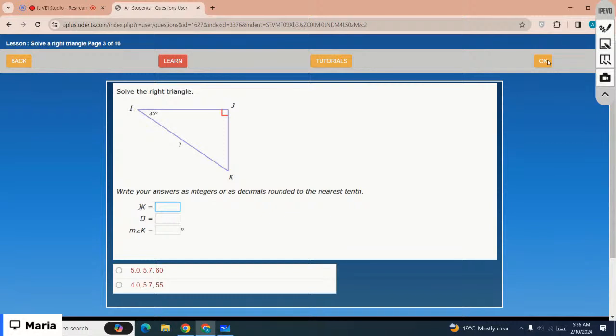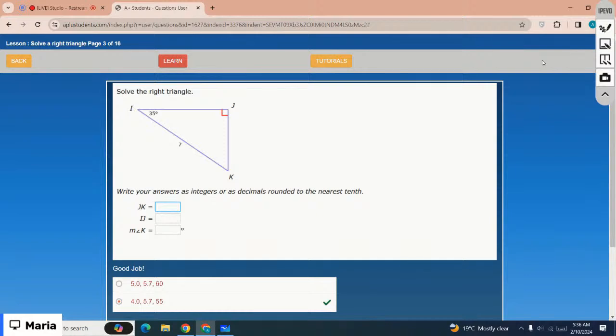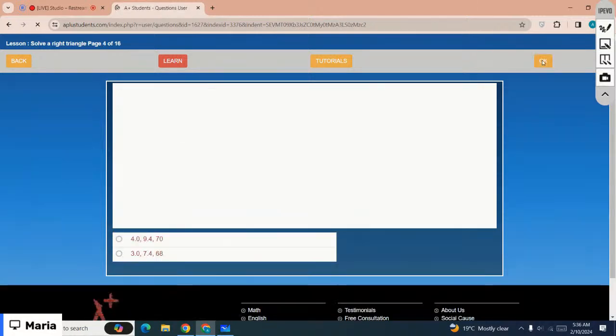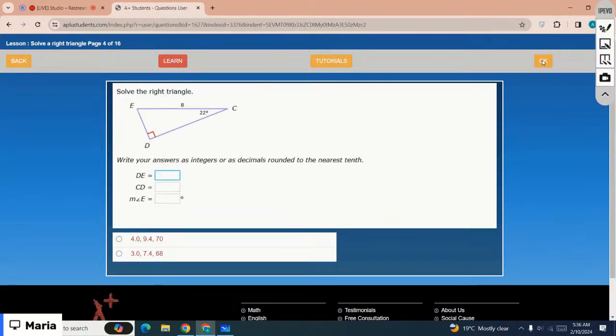Because I know the angle is 55, so the sides must be 4 and 5.7, right? Option number 2 is the correct option. Solve the right triangle. So which is the correct option?